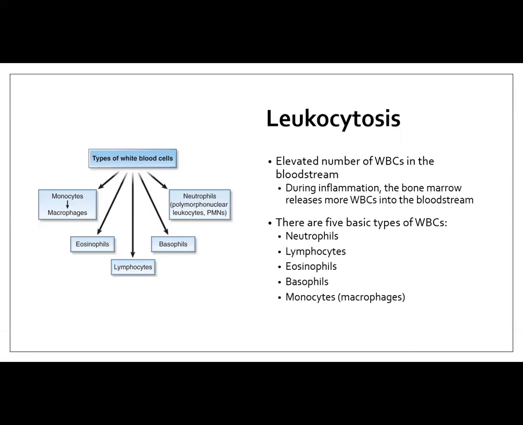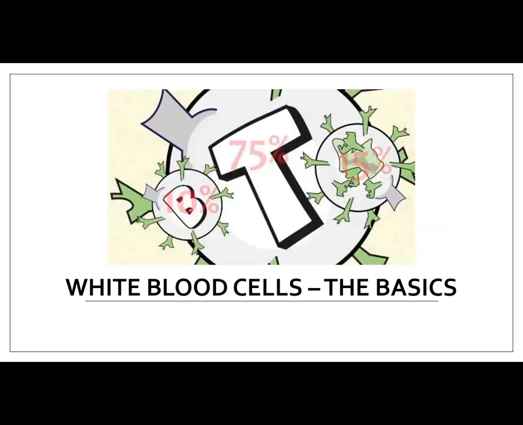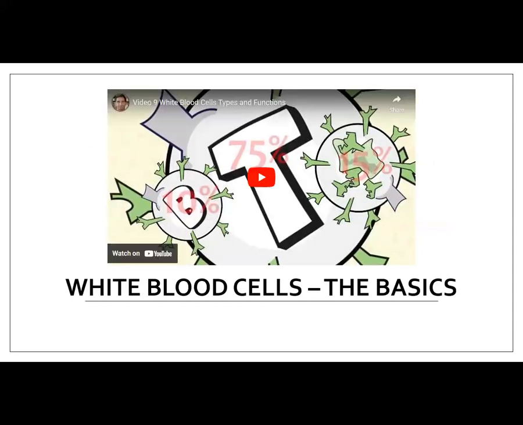Leukocytosis is that elevation of white blood cell counts in the bloodstream. During inflammation, the bone marrow releases more white blood cells. There are five basic types: neutrophils, lymphocytes, eosinophils, basophils, and monocytes. This video here, you can see on Momentum, is a very basic understanding of white blood cells. It is a refresher, so if you want to go back and watch that, feel free to.